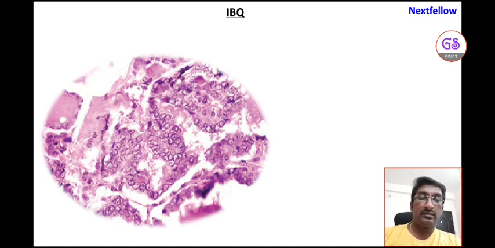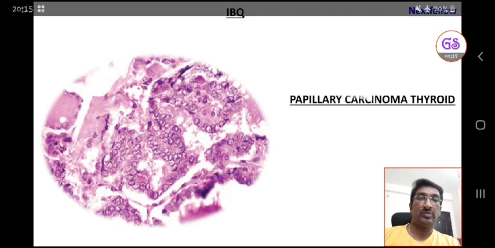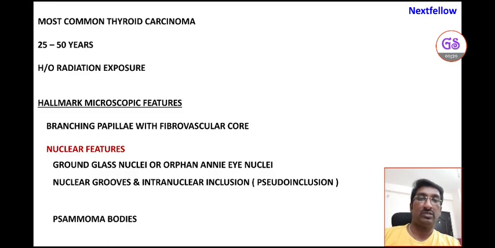Hi, this is an image based question. Okay, so this is a classical picture of a carcinoma which is seen in thyroid. Sometimes they may give history, but it is better to identify it by looking at the picture alone. So this is actually papillary carcinoma thyroid. Let us see some of the high yield points in this topic.